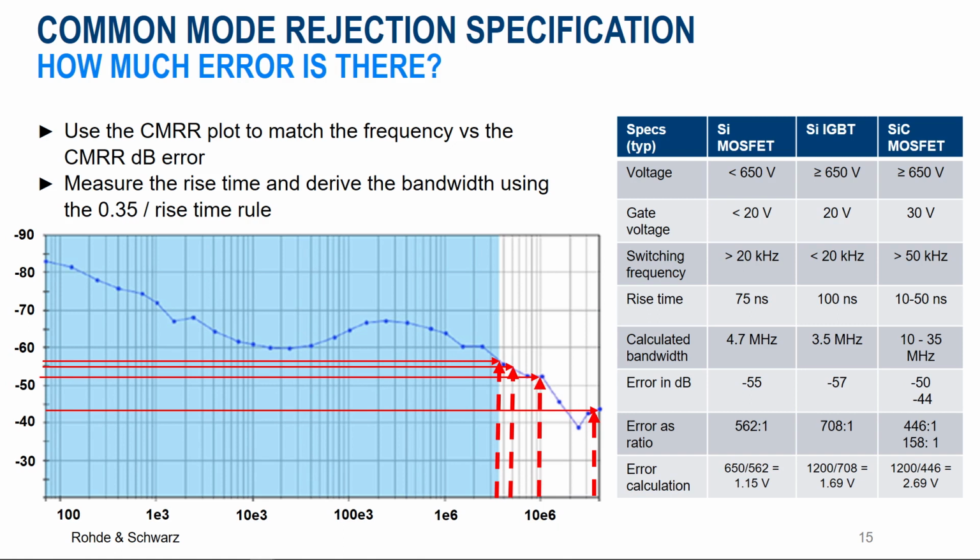So assuming an IGBT with 1200 volts, the common mode error can be calculated as 1200 divided by 708, or 1.69 volts. So if you have a gate voltage of 20 volts, you'd have 8% measurement error. 8% would likely still provide valuable information regarding device parameters and timing characteristics.